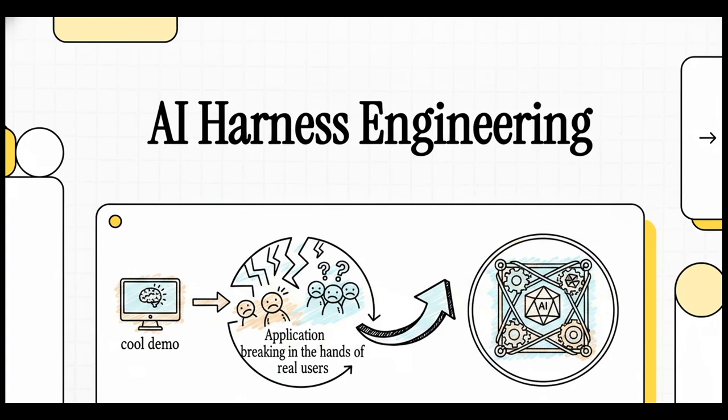All right, let's get right into it. If you've ever tried to take a cool AI demo and turn it into a real product, you probably know the feeling. It works perfectly for you, but the moment real users get their hands on it, everything just breaks. Today, we're going to talk about exactly why that happens, and we'll introduce a really powerful idea to fix it: AI harness engineering. It's all about moving past just fiddling with prompts and starting to build AI that's actually tough enough for the real world.